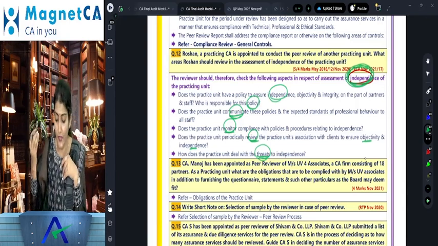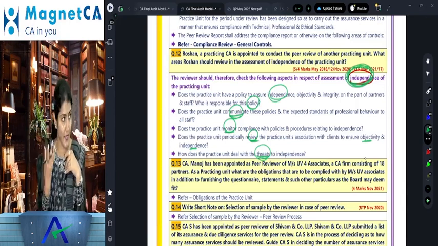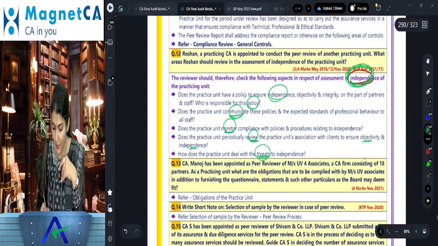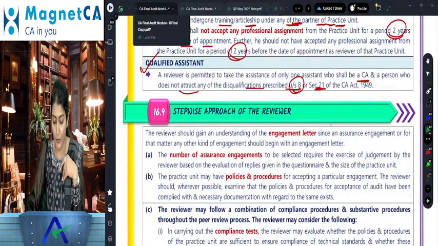How do they deal with the threats to the independence of the auditor? Are you understanding that, everyone? Okay. So now coming to the other questions in the peer review, that is the stepwise approach of the reviewer.